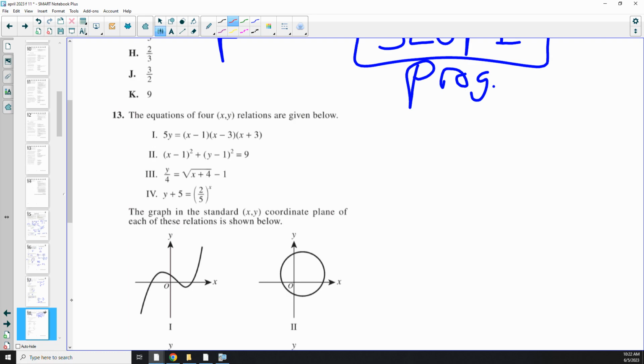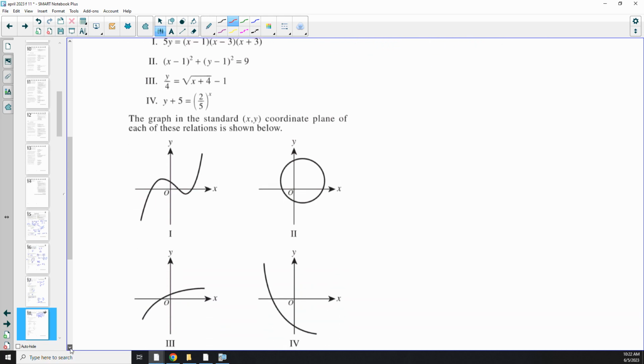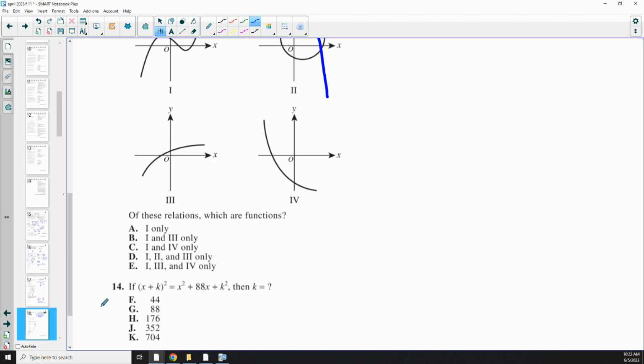This is the vertical line test. A vertical line has to go through the graph of a function only once, and this violates anything with the circle. There's a circle equation for you, center 1, 1, radius 3. So it's 1, 3, and 4 that make it a function because it passes the vertical line test.